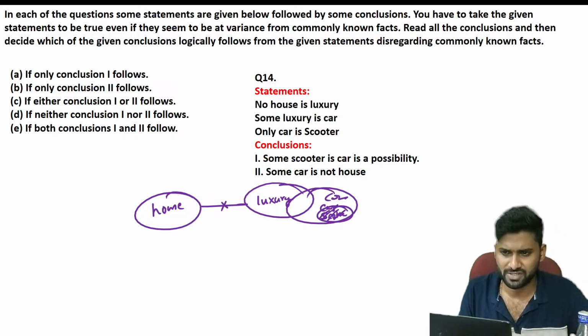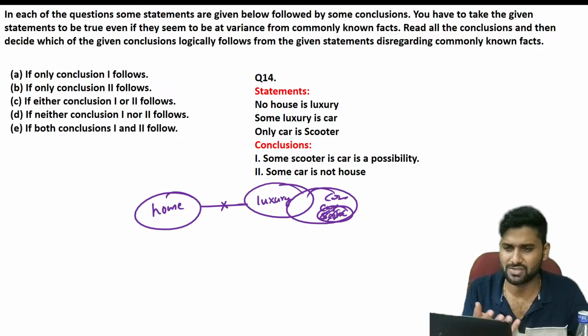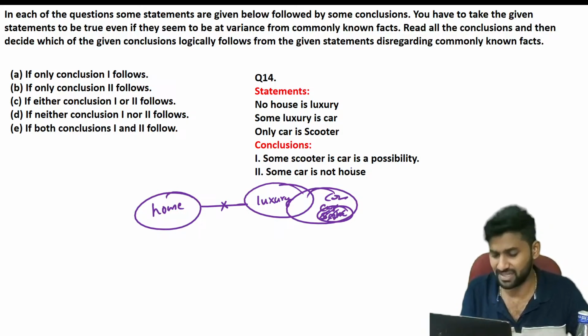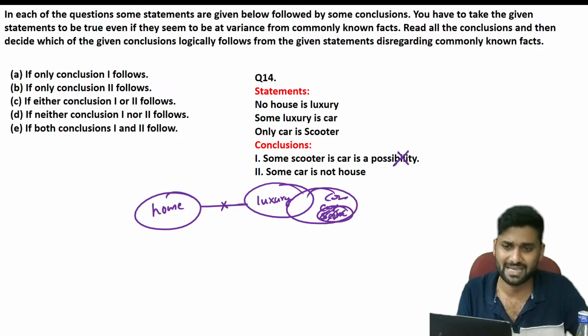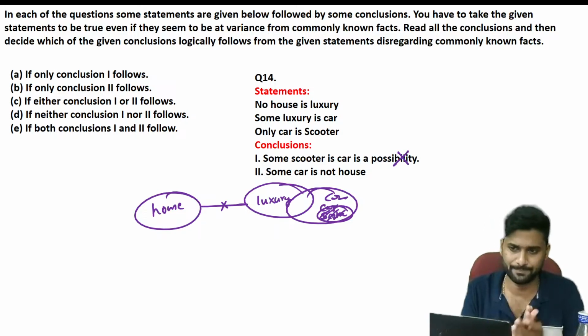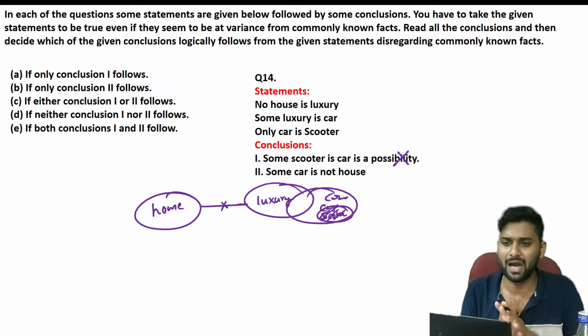Now see this information. Some scooter is car is a possibility, guys. You already know that all scooter belongs to the car. So all scooter is car, definitely some scooter is car. It's a direct relation. Any direct information you cannot place as a possibility. So that's invalid.